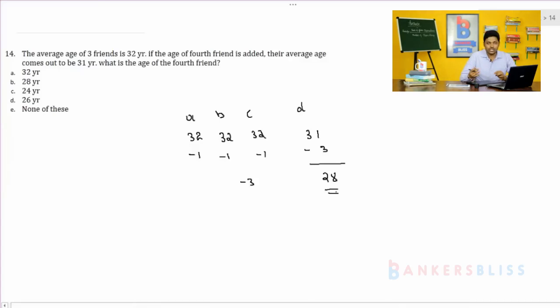See, 32, 32, 32. 32 is the average. If one more friend is added, the average age is going to become 31. So one is reduced from each of the other 3. So 32 minus 1, 32 minus 1, 32 minus 1. So from all the 3, 3 is lost. Means this 3 is accumulated to the 4th friend, that is D. After accumulating, he is becoming 31. So before accumulating, his age was 31 minus 3, 28. So the age of the 4th friend is 28. 28 is the answer. Next, let us go to problem number 15.